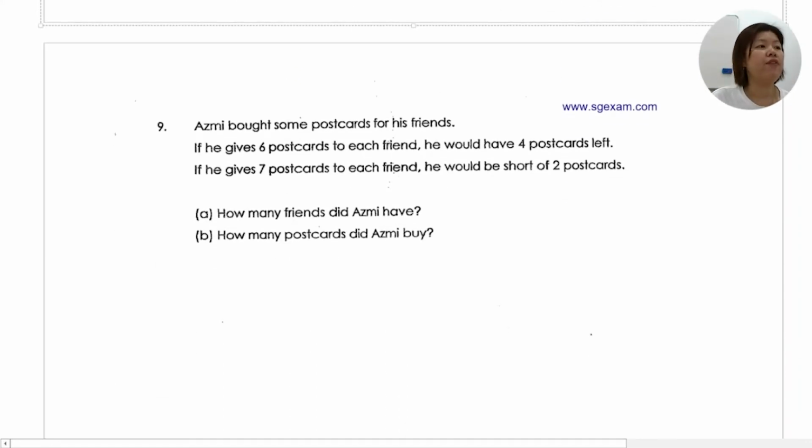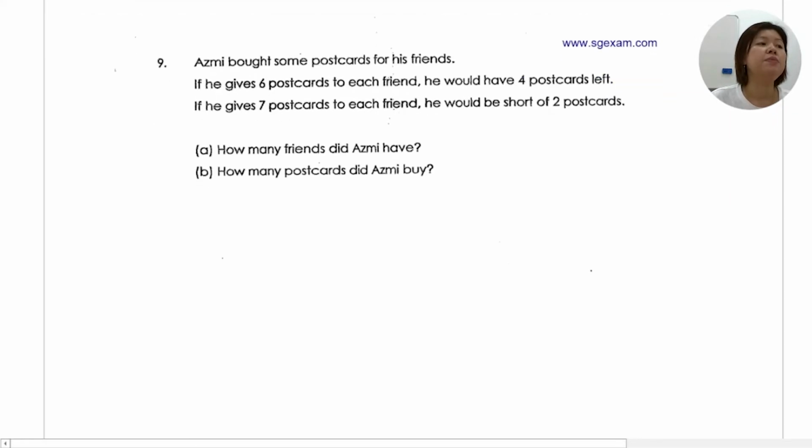Azmi bought some postcards for his friends, and if he gives 6 postcards, then he will have 4 postcards left. If he gives 7 postcards to each friend, he'll be short of 2 postcards. How many friends did Azmi have, and how many postcards did he buy? So this one is multiples, but I would like to teach one of the methods which is much easier to solve. Okay, we can find the difference between the multiples.